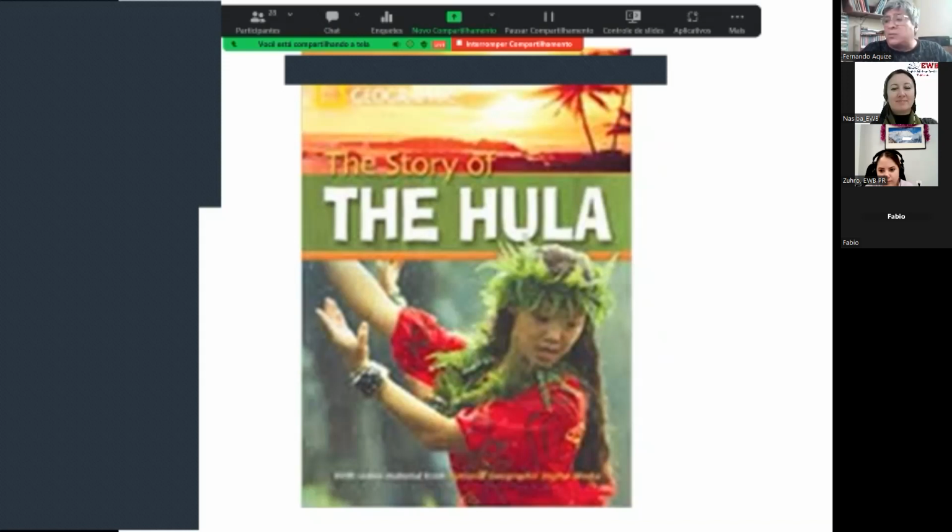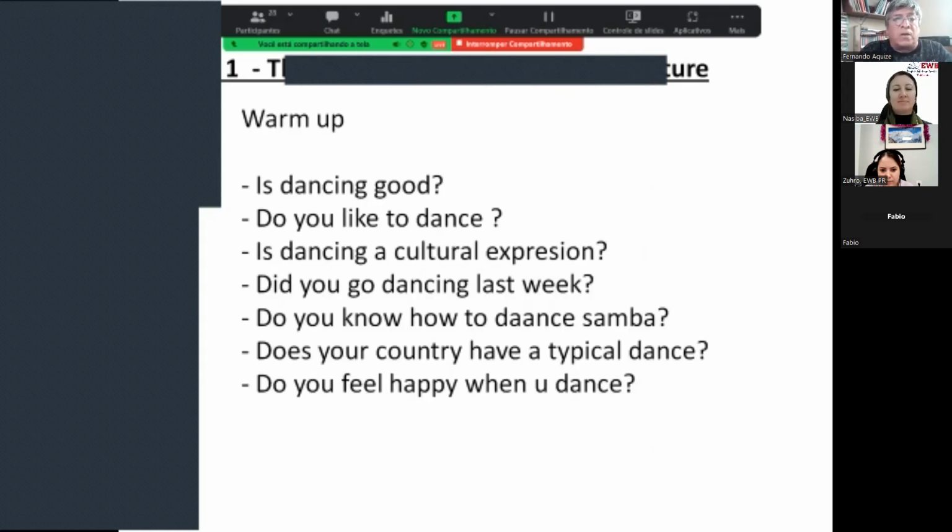What I'm going to do today is use this little book, The Story of the Hula. And our next 20 minutes are going to be talking about some activities that we can use, some ideas that I have that we can use with these little books, with these easy readers, okay? I hope you enjoy this. So let's see. Okay, the first is this warm-up.